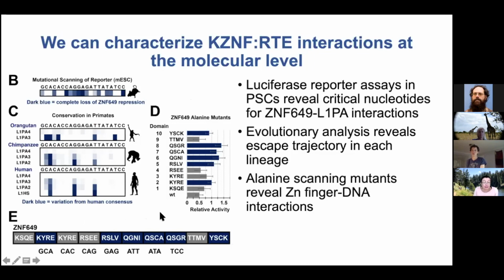And down here in this bottom panel E, we're showing a cartoon. So human ZNF649 has 10 zinc fingers, and these amino acid codes are indicating the amino acids that are implicated in DNA binding for each zinc finger. And then this is the consensus binding site that we've determined for ZNF649.